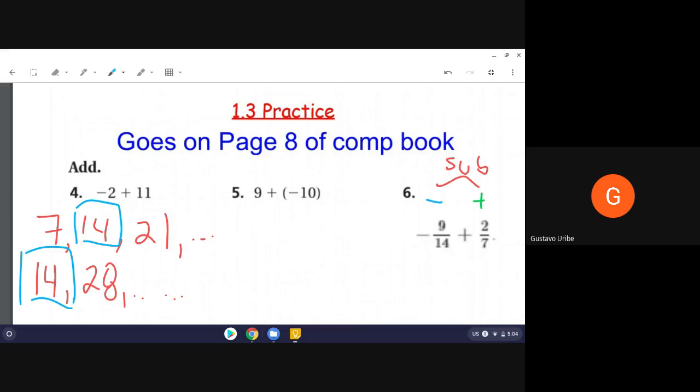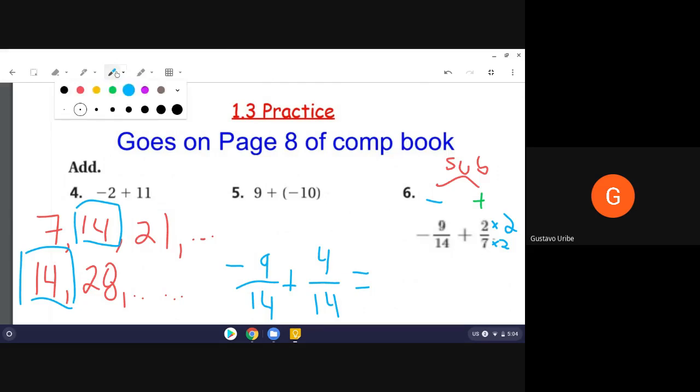So lucky for me, this is already 14. So now I just have to try to turn this one into a 14. Well, we did that by multiplying by 2. Whatever I do to the bottom, to the denominator, I'm going to do to the numerator. Okay, and now I'm going to write out the fractions that I have. Plus 2 times 2 is 4 over 7 times 2 is 14. Perfect. Now let's go ahead and solve this.